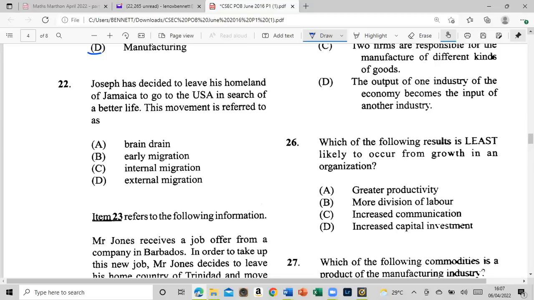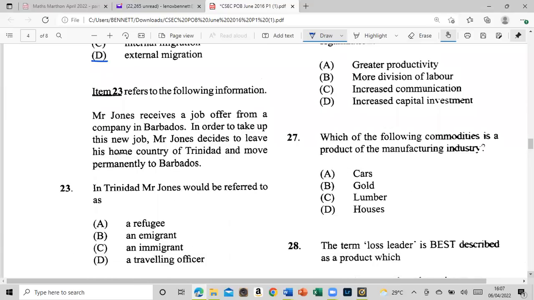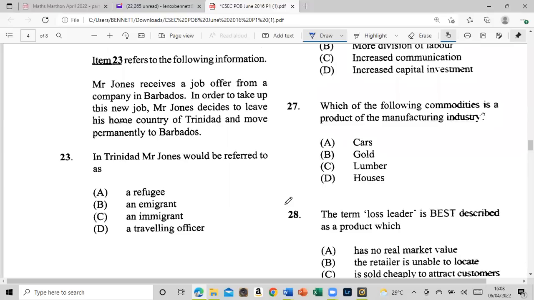So guys, this can be a little bit tricky. First thing that comes to mind is brain drain. However, they did not state if he is bright or not. So I assume he's a brilliant man, right? So I'm going to ignore brain drain for this one and go with external migration. Do let me know your opinion in the comment section, but I'm definitely thinking external migration is the best option here, because they did not say it was a skilled or professional worker, so we cannot assume that it's brain drain.